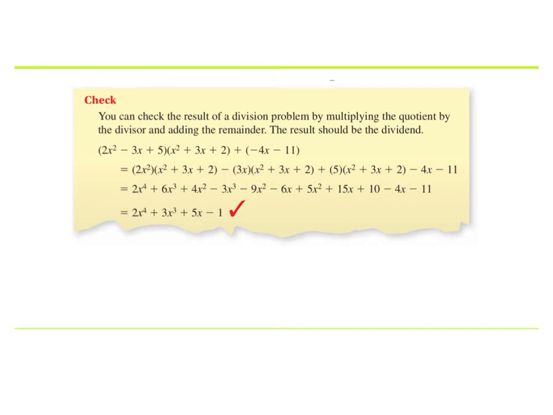You can check the result of a division problem by multiplying the quotient by the divisor and adding the remainder. So if we went back to the first one, this is our answer, so this was our result. We can multiply that times our divisor and then just add the remainder to it, and we would get our original problem. So you can always double check your work just by multiplying it back together. So we would multiply what we put out front with what we put on top, add the remainder, and that's what's in the box.